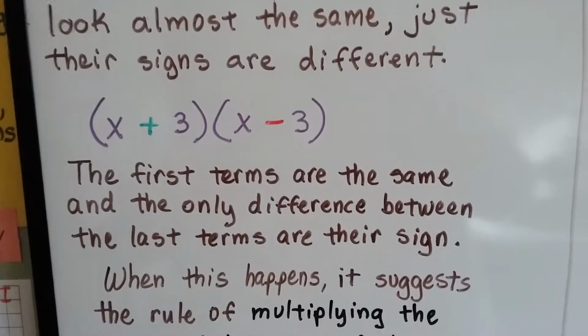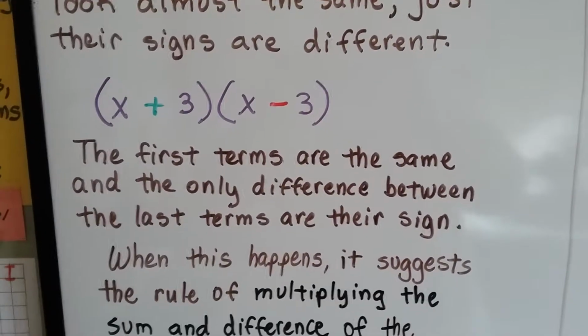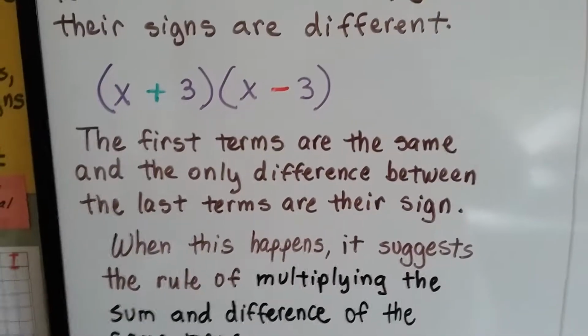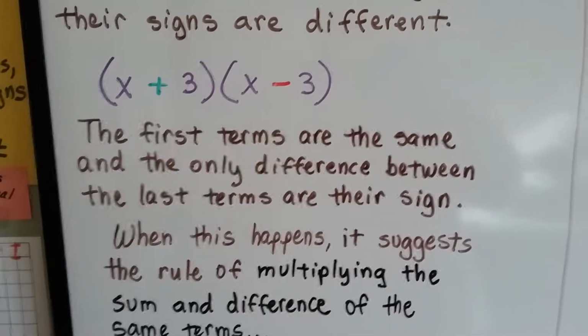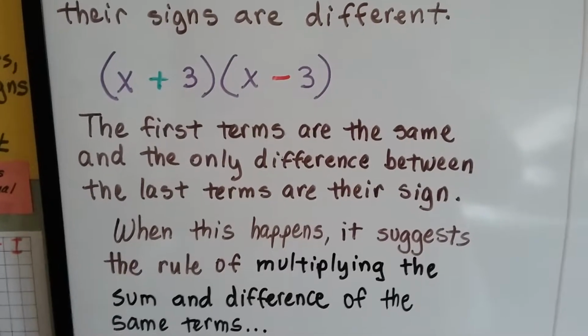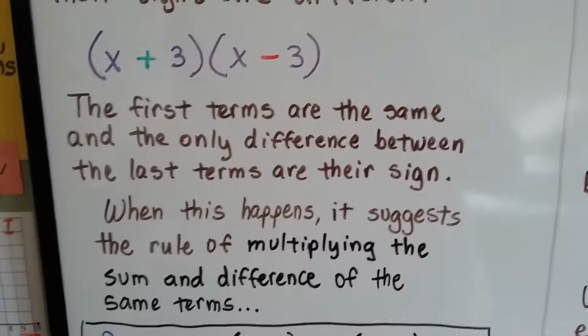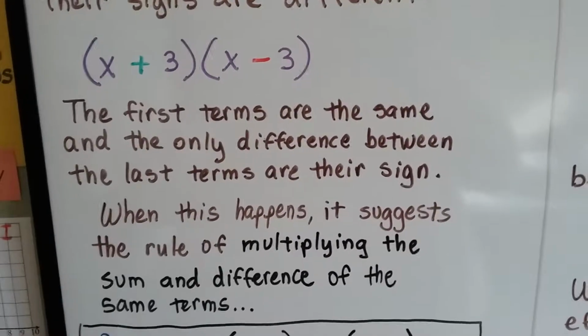Look at these two. x plus 3 times x minus 3. They're exactly the same, aren't they? Except for the signs. The first terms are the same, and the only difference between the last terms is their sign. One's a positive and one's a negative. Well, when this happens, it suggests the rule of multiplying the sum and difference of the same terms.